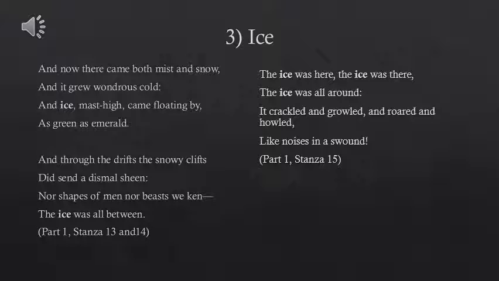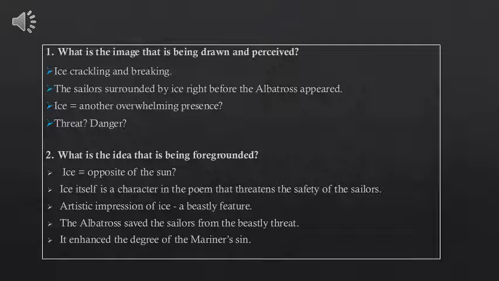So you can see here that the ice stanzas are actually earlier. So this is before the albatross was shot by the mariner. So it does actually represent a few ideas. What is the image that is being drawn and perceived around the notion of ice in the poem?